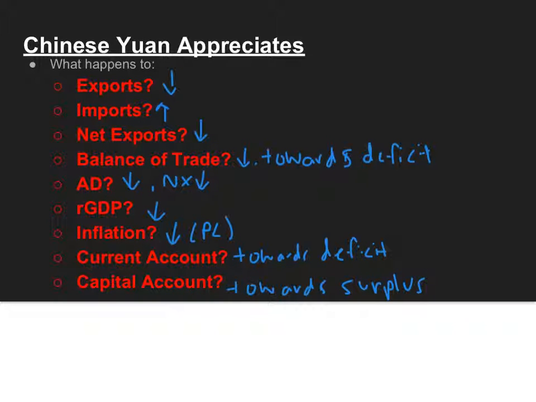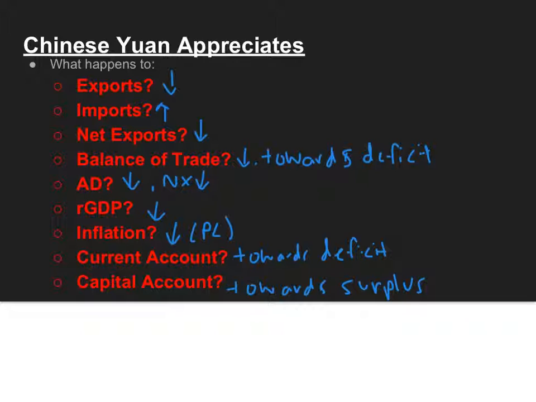So when the Chinese yuan appreciates, exports are going to fall as foreigners now can buy less of the now more expensive yuan and so less of the Chinese products. Imports are going to rise as they become relatively cheaper because the yuan is stronger. So because of those two changes, net exports fall, and the balance of trade is really kind of the same thing as net exports. So that's going to fall and move towards a deficit, we might say.